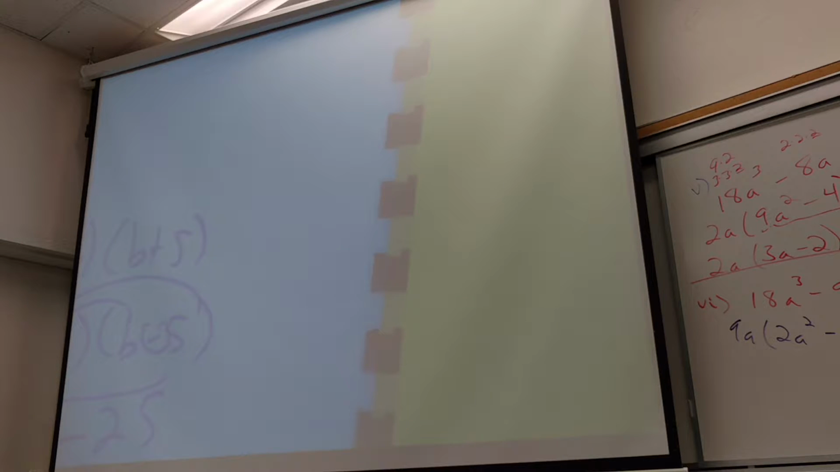Sum of squares, they have to be the same sign, they won't cancel. There would be a middle term.